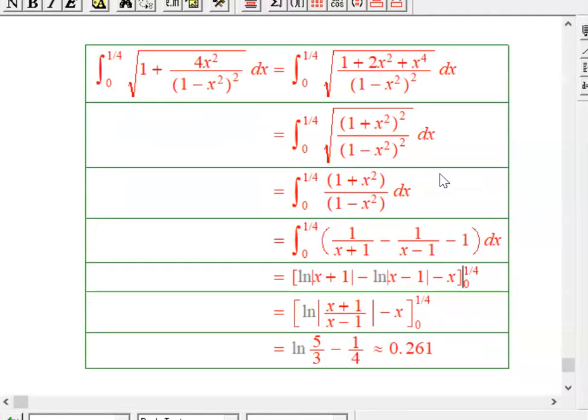So the point of the video is not to go through this calculation, but certainly pause and think about if you want to do any of these steps. And guess what? We get something that's just a little bit bigger than 1/4. And that's it.